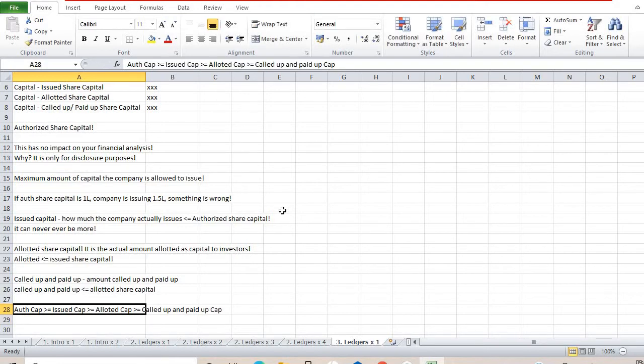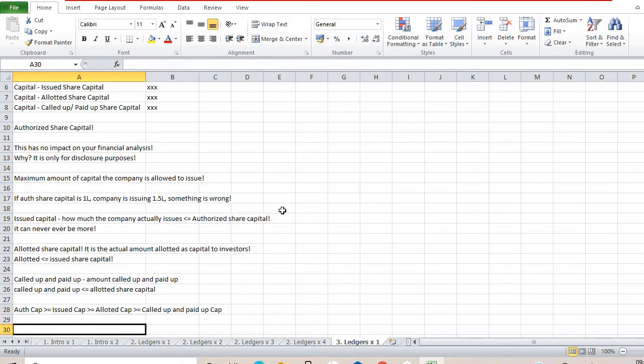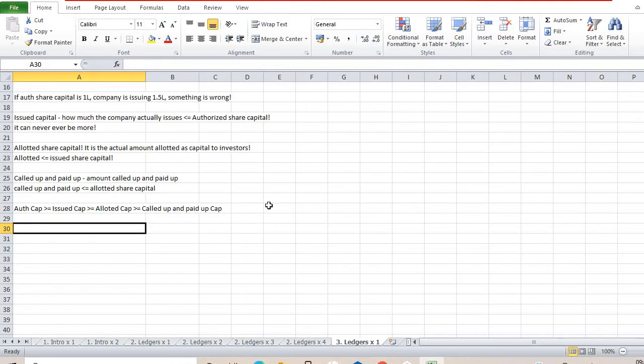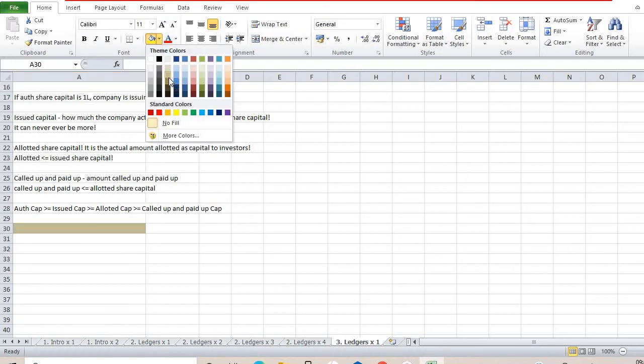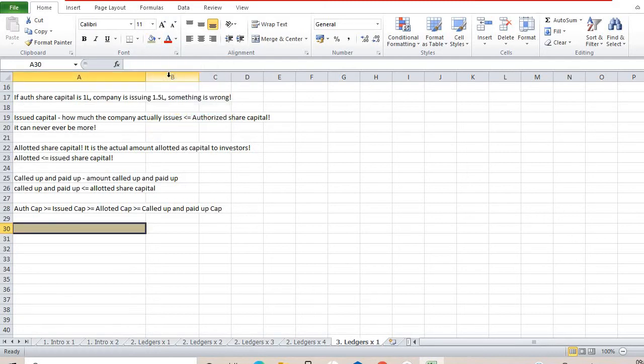So what does that mean? That basically means you cannot do anything which is greater than authorized cap. You cannot allot greater than issued cap. You cannot call up or pay up greater than allotted cap. So I will now put something, and this is for the first time, I'm going to introduce something here called a control check. I'm going to put a gray here and I'm going to call it a control check.